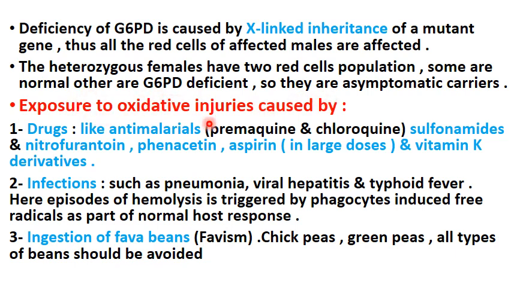Why? You know, the female is XX. So one of the X is diseased, the other is normal. So there are two types of red blood cell population in the female. Half are normal and the rest are G6PD deficient. So she is an asymptomatic carrier. But when the female carrier has a son, one of these sons, if she gives him the diseased X chromosome, will become ill, because it is X-linked inheritance.